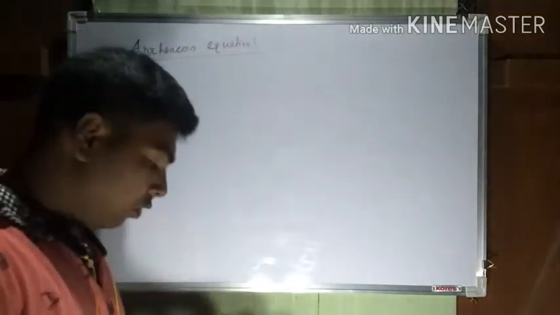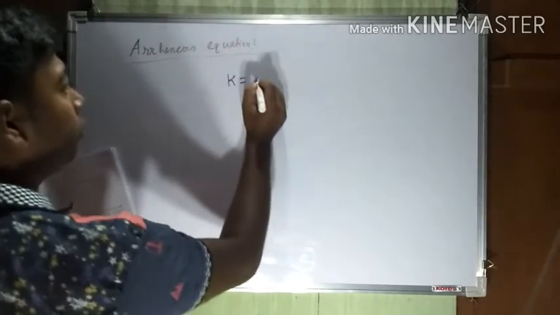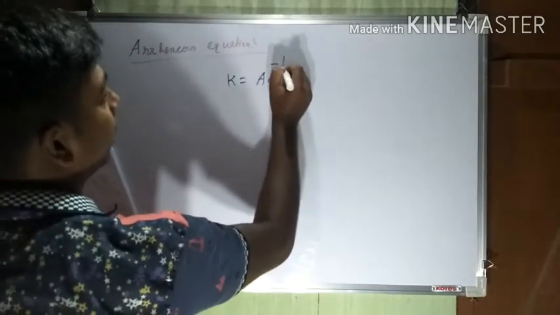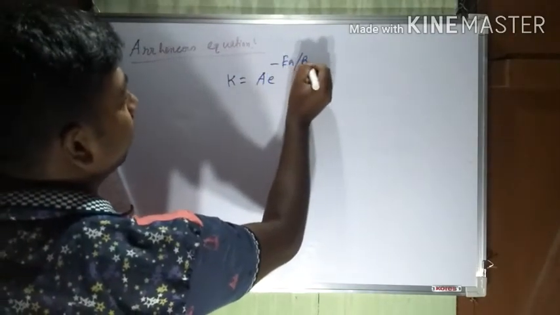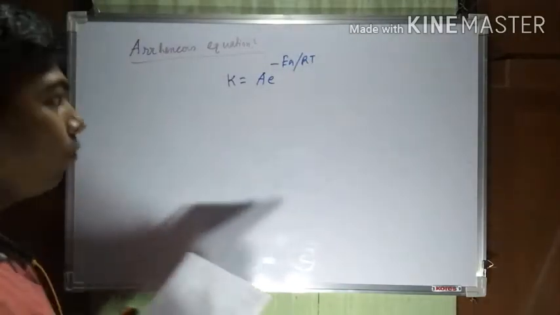Our next topic is the Arrhenius equation. Now, what is the Arrhenius equation? Arrhenius gives an equation which is as follows: K equal to A e to the power minus EA divided by RT. K is the rate constant. Now, what are the terms?